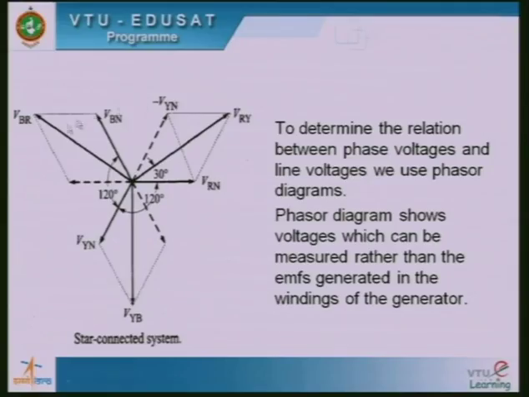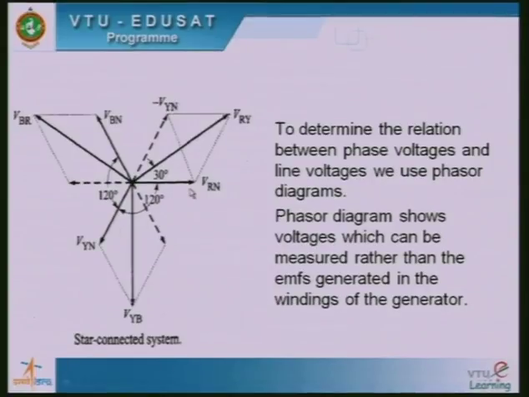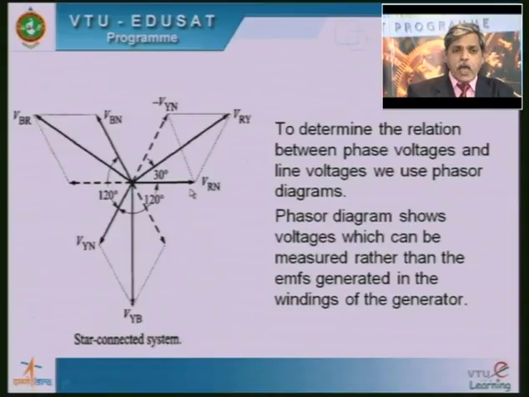Now, to determine the relationship between phase voltage and line voltage, we are using this phasor diagram. Remember, in drawing the phasor diagram, we will be using only the RMS values of the voltages. I will not be using any generated voltages here, because I will not be able to reach into the winding. I have access only to the terminals of the generator, where I have access to the terminal voltage rather than the generated voltage. Therefore, I will be using the RMS value of the terminal voltages RN, YN and BN, the phase voltages of the machine.